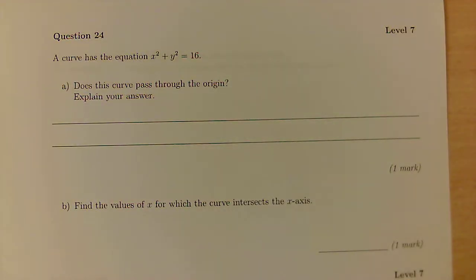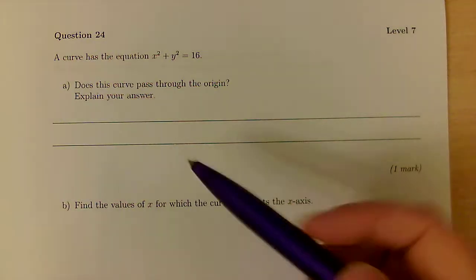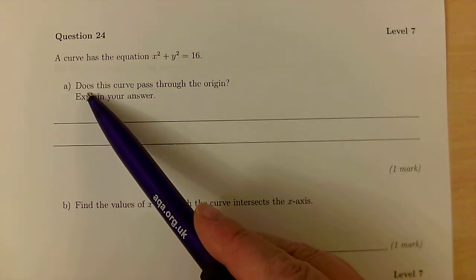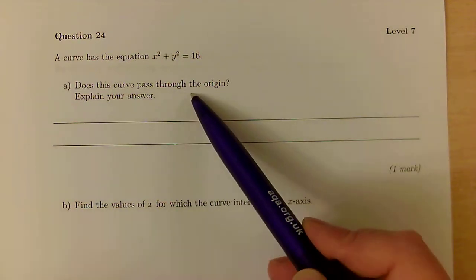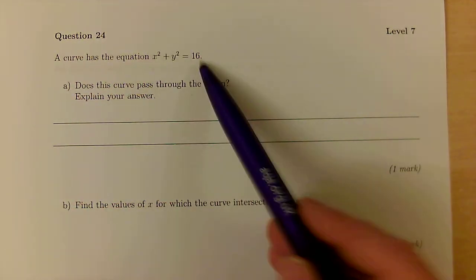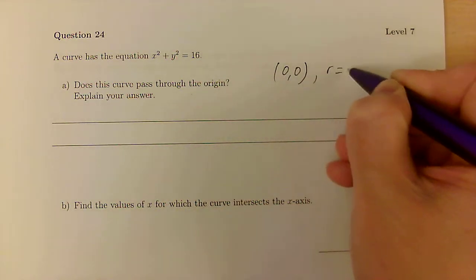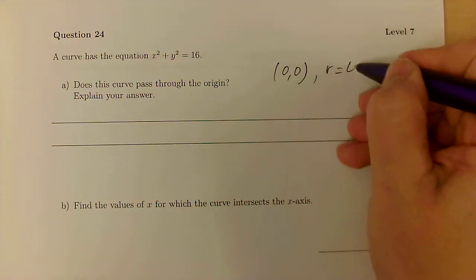Okay, this question is about the equation of a circle. A curve has the equation x squared plus y squared equals 16. The question is, does this curve pass through the origin? If you see from the equation of the circle, it is a circle with the center at (0, 0) and radius square root of 16, which is 4, right?